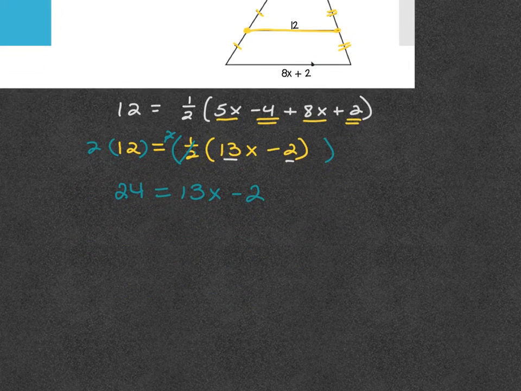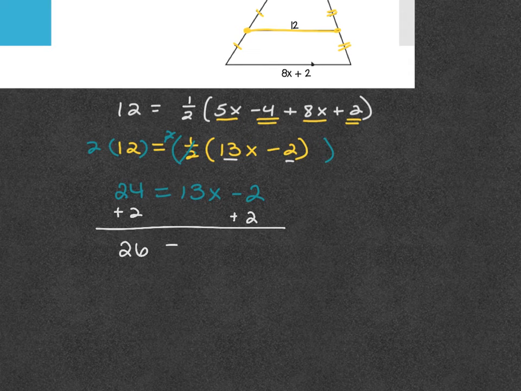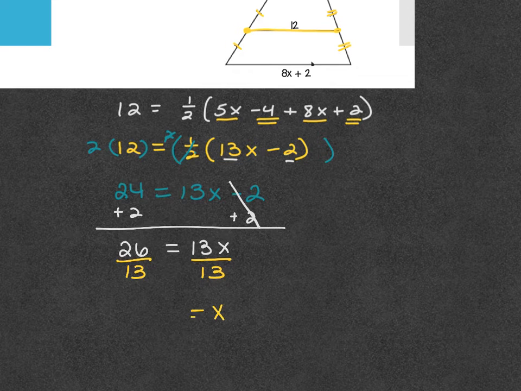Now I'll continue to solve this equation by adding 2 to both sides of the equal sign. I get 26 equals 13x, negative 2 and positive 2 cancel out. And then I want to divide by 13 on either side of the equal sign. And I get x equals 2.